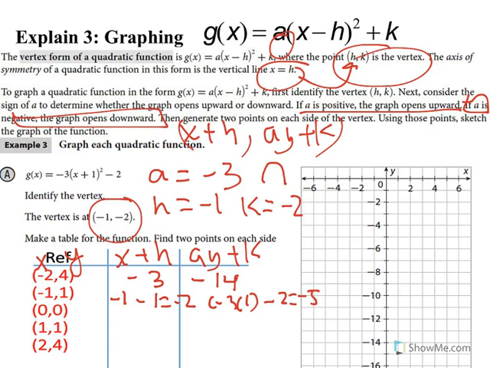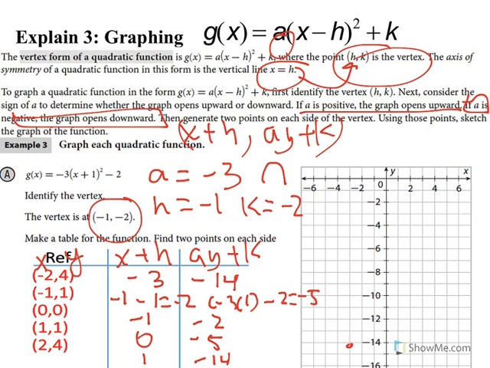So 0 minus 1 is a negative 1. And negative 3 times 0 is 0, minus 2, so we have the vertex there. And 1 minus 1 is 0. Negative 3 times 1, minus 2, gives us a negative 5. And 2 minus 1 is 1. And negative 3 times 4 is negative 12, minus 2 is negative 14. Okay, so we can graph negative 3, negative 14, so it's here.